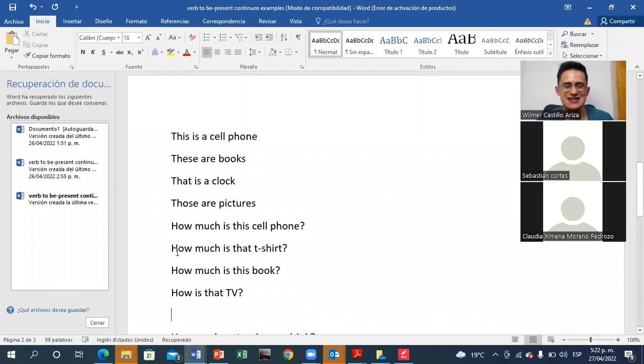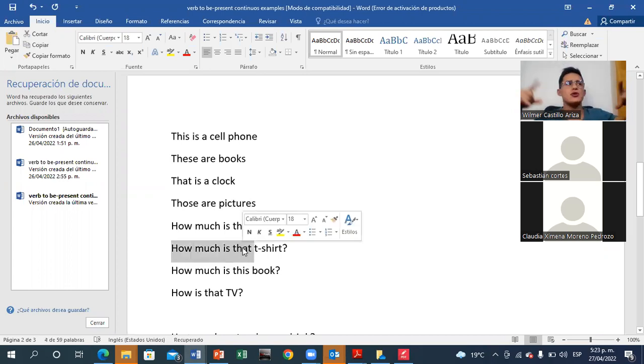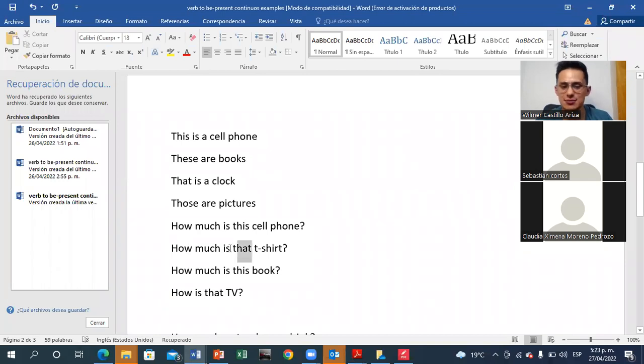Listo. Entonces, fácilmente, cuando queremos preguntar cuánto vale este celular, este lapicero, por algo que tengamos acá, que cojamos, preguntamos con this. Si queremos preguntar cuánto vale esa camisa, ese libro, ese televisor, ese lo que sea, preguntamos how much is that, porque nos estamos refiriendo a ese. ¿Listo? So now we are going to answer this question.